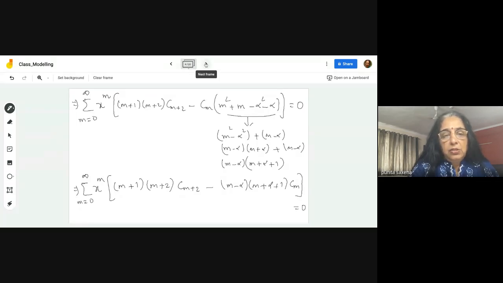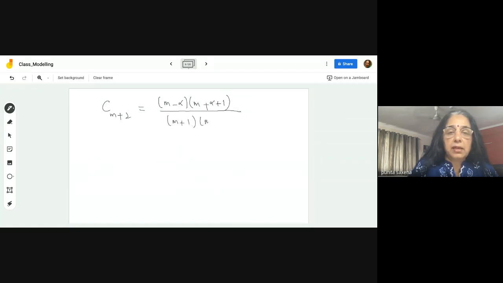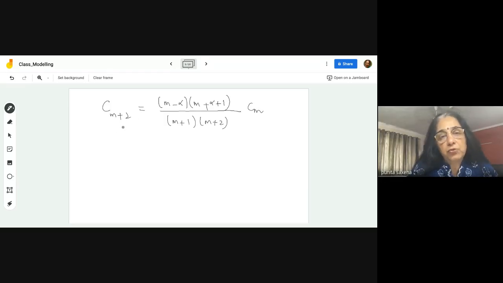Right? So now since the coefficient must be 0, so using what we have done earlier also, I can directly write my cm plus 2 now. So my cm plus 2 is actually nothing but m minus alpha, m plus alpha plus 1 upon m plus 1, m plus 2 into cm. यही हो गया ना? Yes, ma'am.